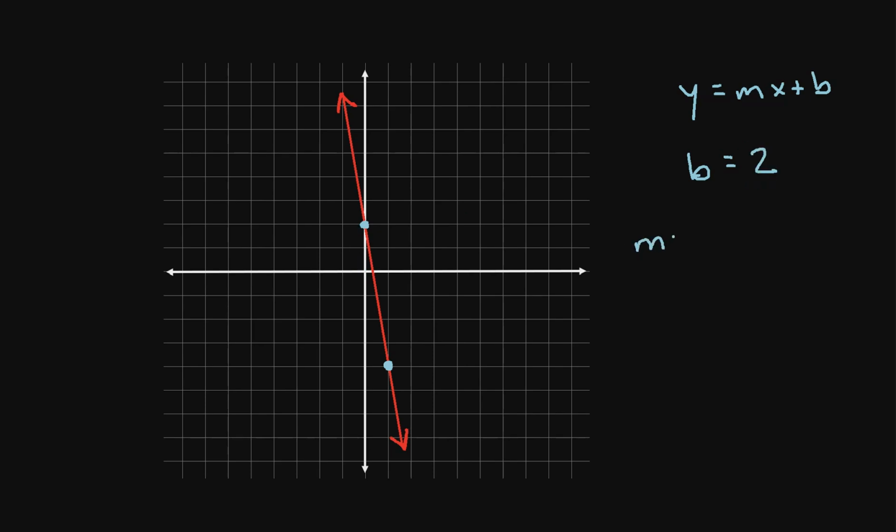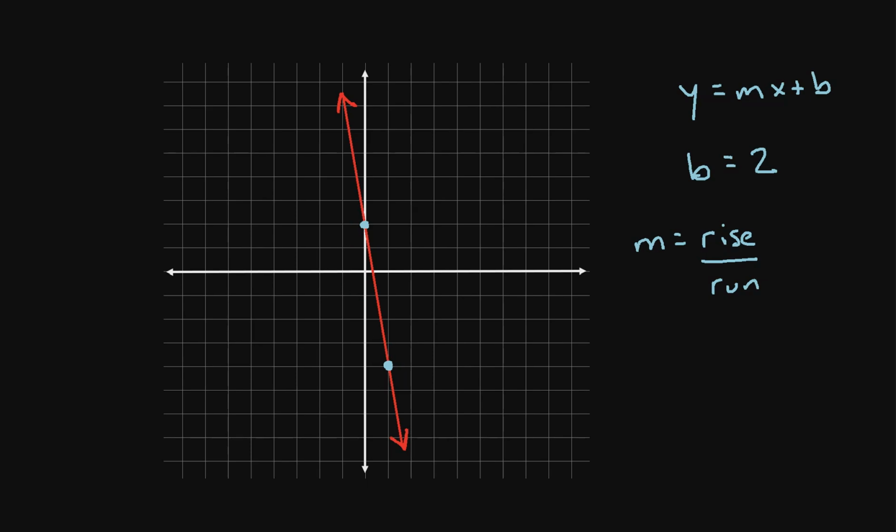Then we can find the slope of the line. So remember, that's m, which is rise over run. So let's pick a point on the graph right here, and then let's find another point to the right of it right here, and let's see how much we have to rise and how much we have to run to get to that point.